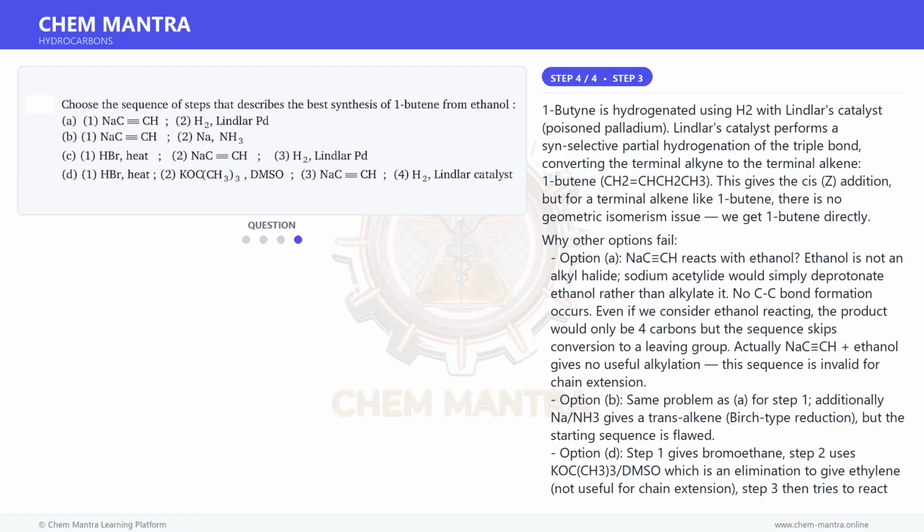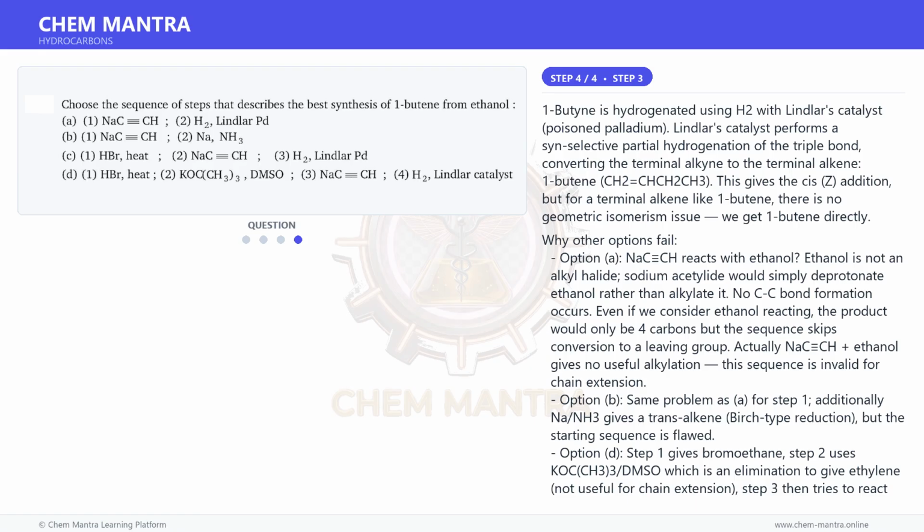Option A. NaCCH reacts with ethanol. Ethanol is not an alkyl halide. Sodium acetylide would simply deprotonate ethanol rather than alkylate it. No C-C bond formation occurs. Even if we consider ethanol reacting, the sequence skips conversion to a leaving group. Actually, NaCCH plus ethanol gives no useful alkylation. This sequence is invalid for chain extension.